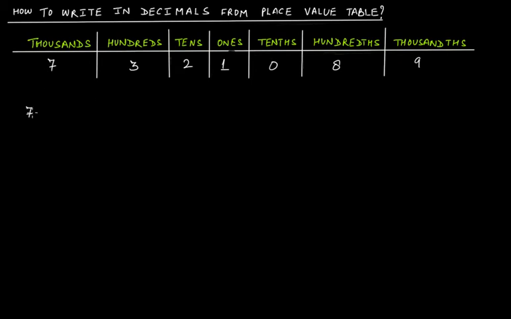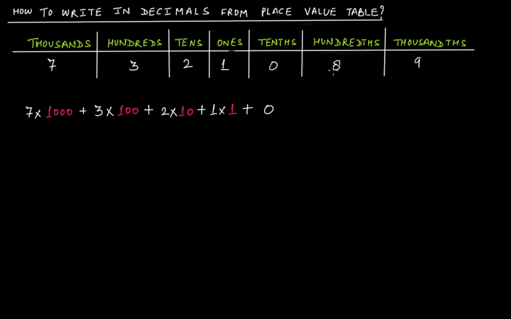This is 7,000, so 7 times the multiplication factor for thousands, which will be 1,000. Then you have plus 3 times hundreds, the multiplication factor for hundreds is 100. Then plus 2 times tens means multiplication factor is 10. Plus 1 times 1, plus 0 tenths means what? 0 tenths doesn't represent any fraction. So that is actually 0.